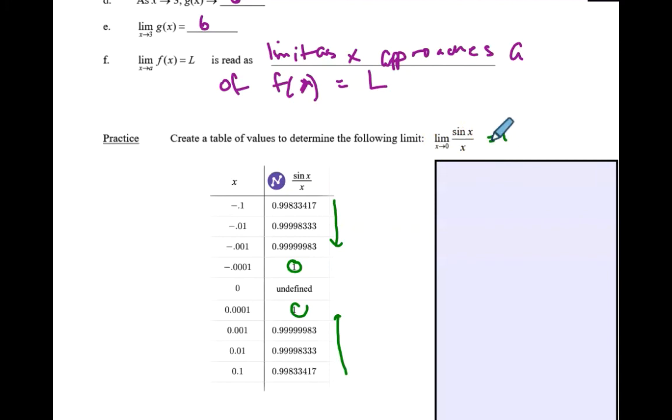And actually, I would argue that for this problem, we would write approximately equal to, because unless we had our algebra, we wouldn't be for sure certain that this limit is equal to 1. So we could go back up to this limit of g of x as x approaches 3 and also say that it approximately equals 6. And the only time we're going to get a true equal sign is if we use algebra to simplify.